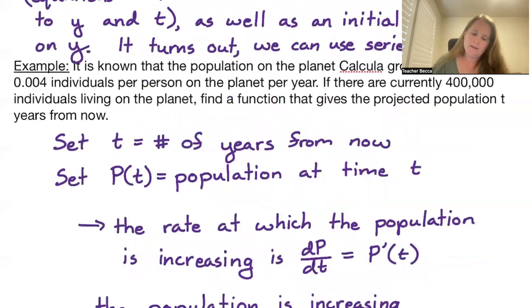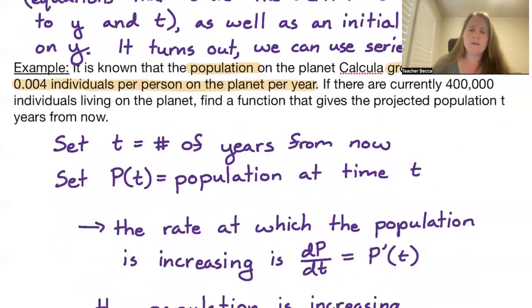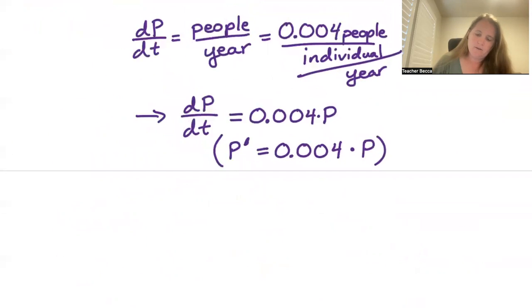So this sentence that we had, that the population grows at a rate of 0.004 individuals per person on the planet per year, directly translates into this differential equation here.